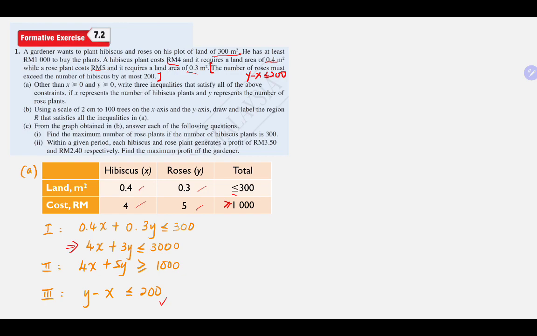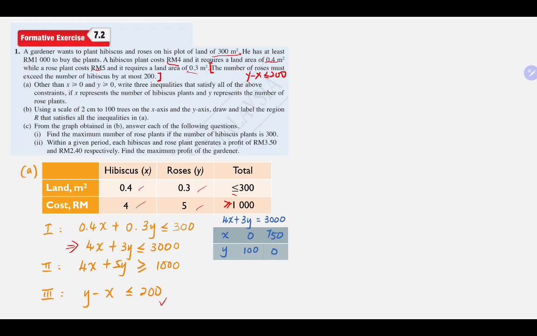Alright. Then B. Using a scale of 2 cm to 100 trees on the x-axis and y-axis, draw and label the region R that satisfies all the inequalities in A. So we need to draw the graph. Basically, we need to draw 3 lines in the graph. So number 1, we need to draw 4x plus 3y equals to 3,000.